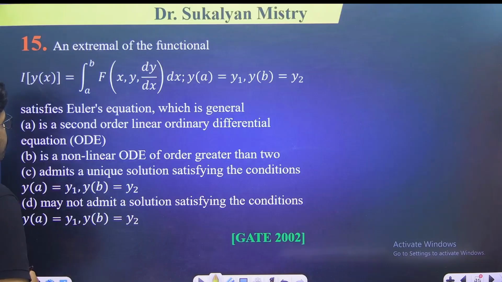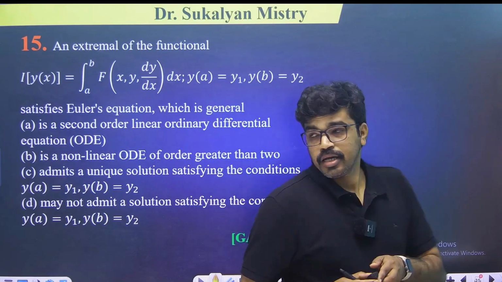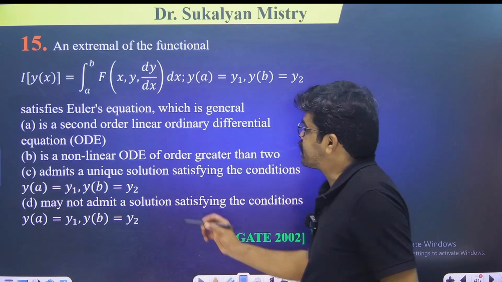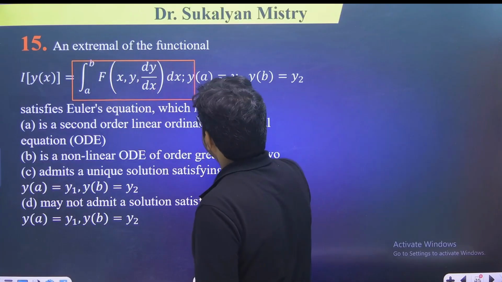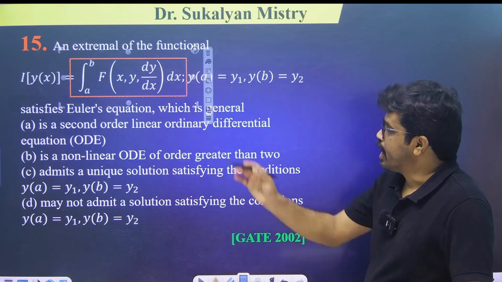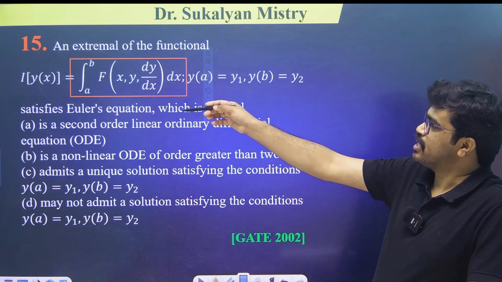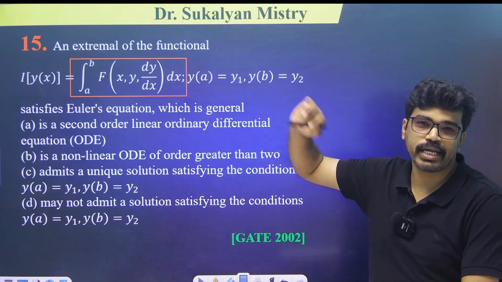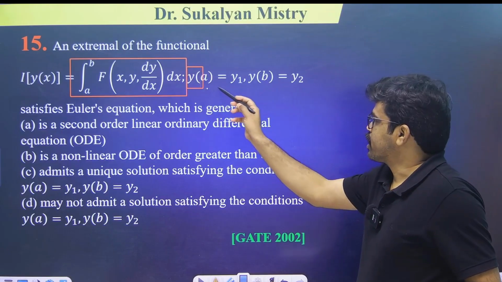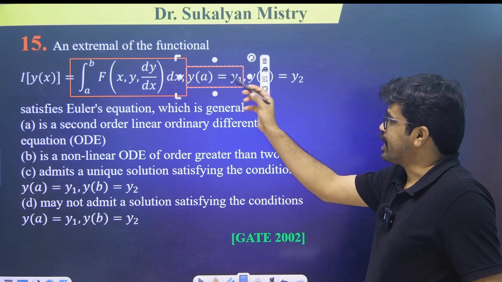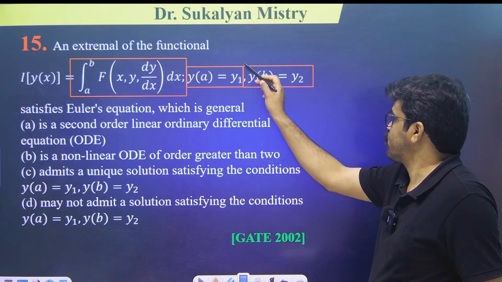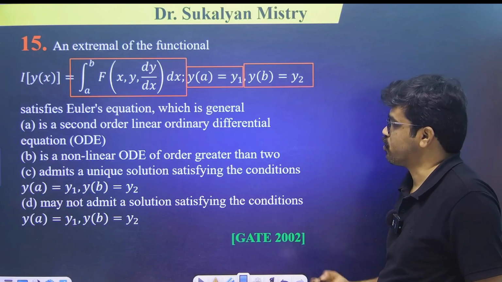So next problem. It is given that an extremal of the functional integral from a to b of f, where f is a function of x, y, y dash, has these boundary conditions: y(a) is equal to y1, that is when x is equal to a the value of y is y1, and when x is equal to b the value of y is y2.